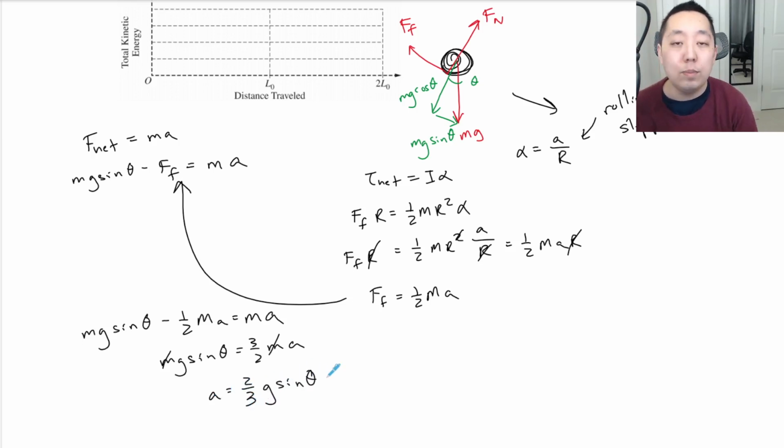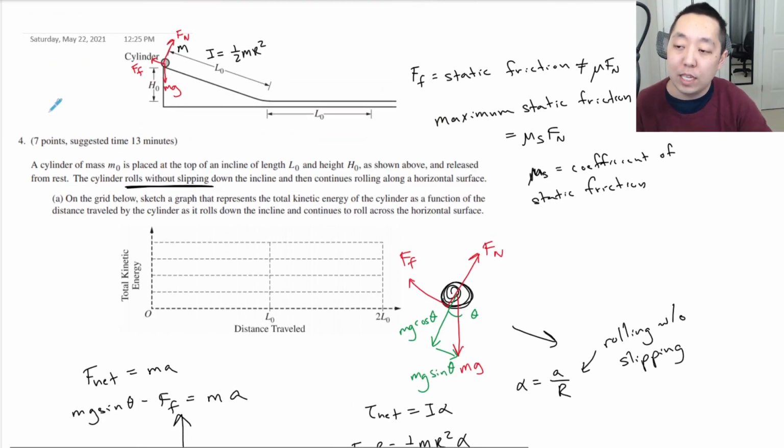This is me simply calculating the acceleration from net force. I'm not talking about energy. I'm just simply doing kinematics at this point. Now, I know what the linear acceleration is. So what is the linear velocity at the bottom of the ramp? If this thing rolls down the ramp, it's going to achieve a certain velocity at the bottom. It travels a length L0.